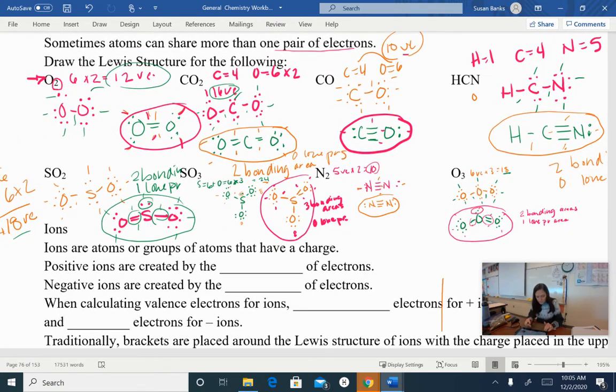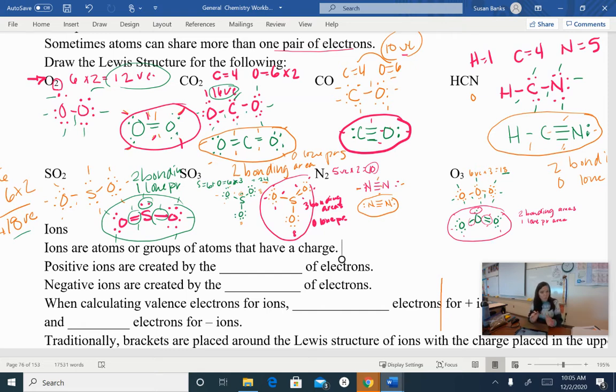We've talked about them before. Ions are atoms or groups of atoms. We can have multiple atoms together that have a charge. Having a charge just means that the number of protons does not equal the number of electrons. Okay? So positive ions are created by losing electrons. Remember, electrons are negative. Positive ions are created by the loss of electrons, okay?